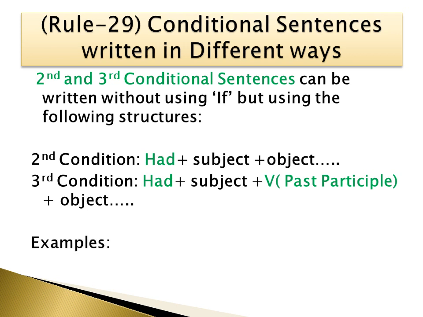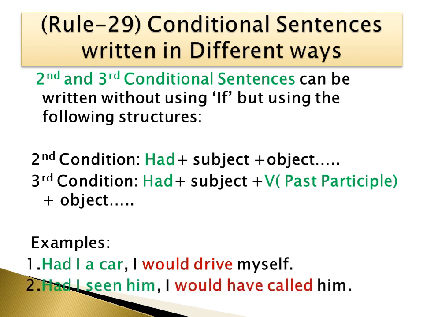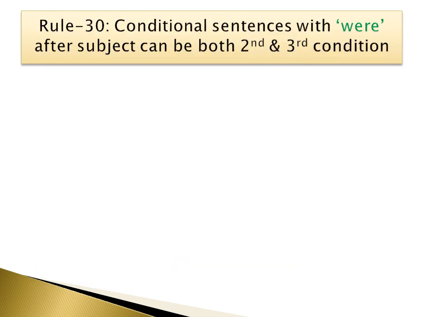Let us see examples. Had I a car, I would drive myself. It is in second condition, and if I write this sentence using if, then the sentence would be: if I had a car, I would drive myself. Number 2, had I seen him, I would have called him. It can also be written with the use of if: if I had seen him, I would have called him.